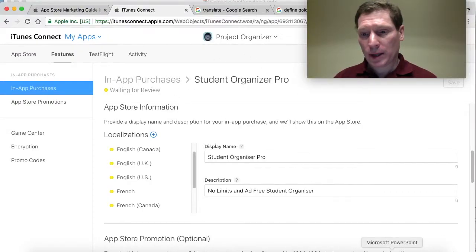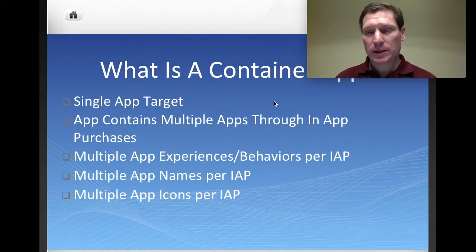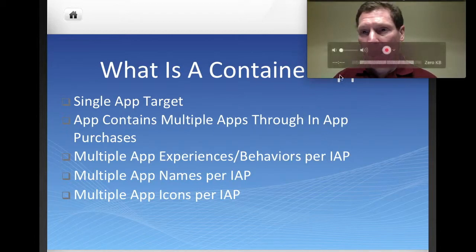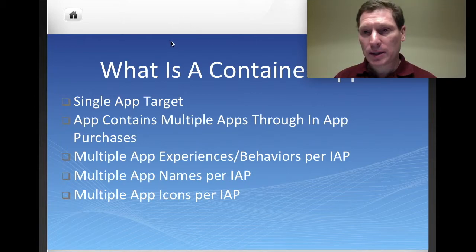So now going back to my definition of a container app. I've covered single app target, so it's going to be a single app that's going to get generated. The app's going to contain multiple apps within the same app through in-app purchases. So you've seen how to set up the in-app purchases. Now, there's going to be multiple app experiences and behaviors per in-app purchase. So for that, I need to demonstrate going into Xcode and show you a little bit of code.